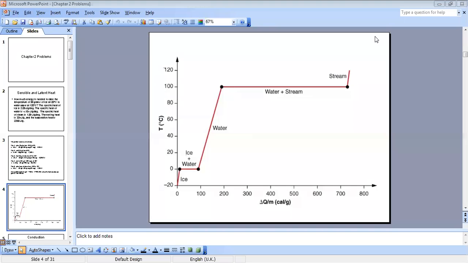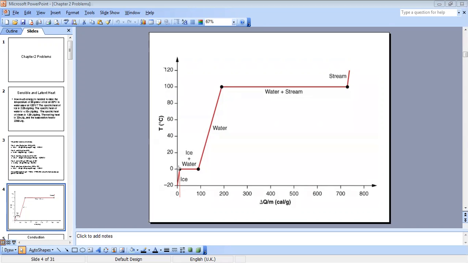We can see here the different phases we talked about. Mainly this is phase 1, where we have an increase in temperature of ice from -20 to 0. In the second phase, we have melting, which takes place at constant temperature. So in this phase, we have a mixture of ice and water.